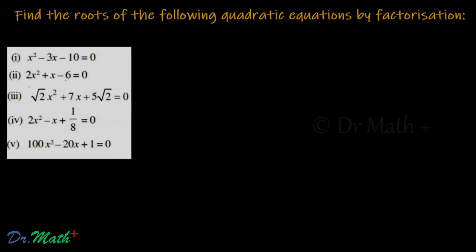Today we will see how to solve problems based on exercise 4.2, question number 1. Find the roots of the following quadratic equations by factorization. In that, first question is x square minus 3x minus 10 equals 0.